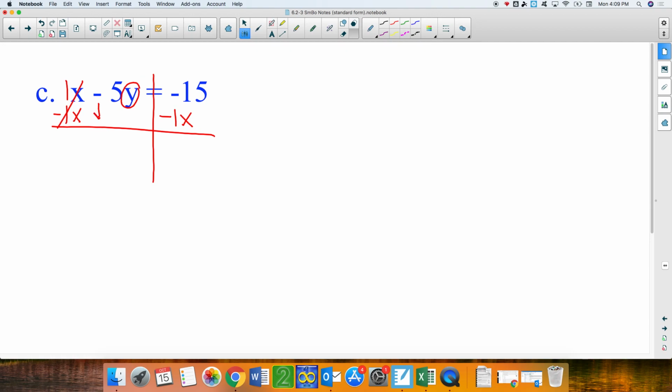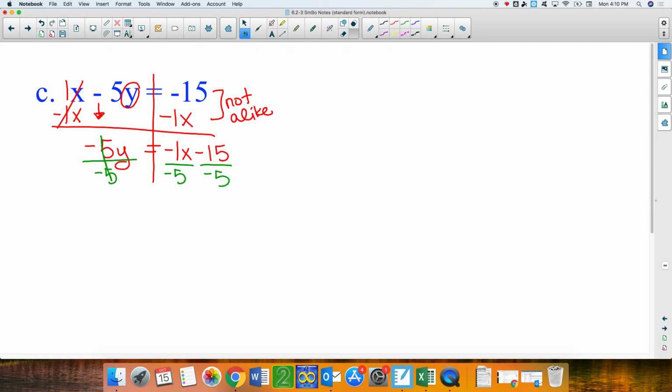I need to bring down, don't forget that negative, so negative 5y equals, now once again, these are not alike, so I can't combine them. I can't add and subtract them. I need to write them separate. So I need to bring down negative 1x, bring down negative 15. Then to solve for y, I need to divide by negative 5 everywhere.